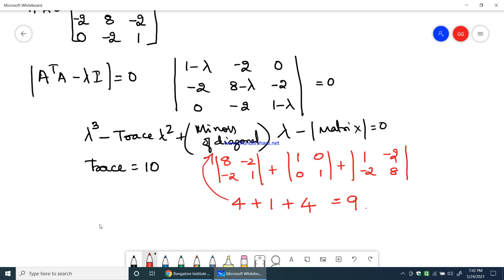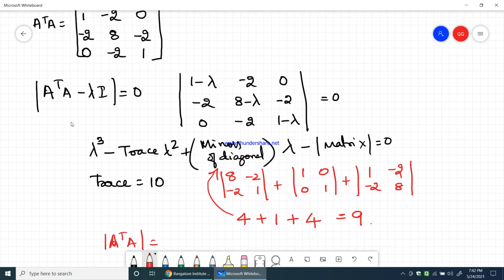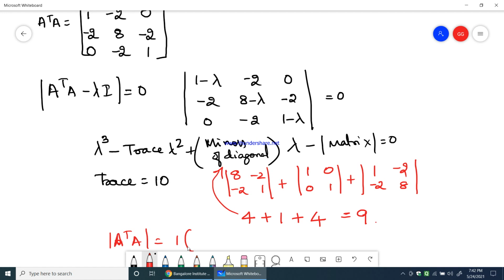Now let us find the determinant of the matrix A transpose into A, which will be equal to 1 into 8 into 1 is 8 minus 4, 1 into 8 minus 4, minus of minus 2 into minus 2 into 1 minus 0, minus 0 into minus 2, so it is minus 2. Which is equal to 8 minus 4 is 4, minus 2 into 2 is 4, which is 0. So the determinant of the matrix A transpose A is 0.